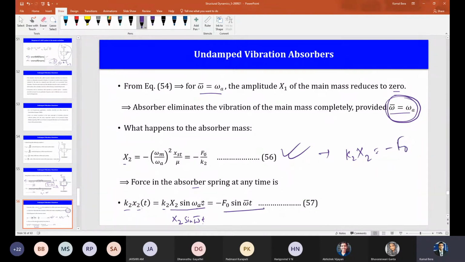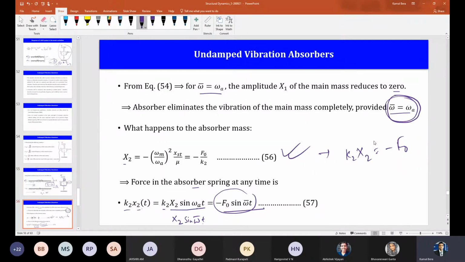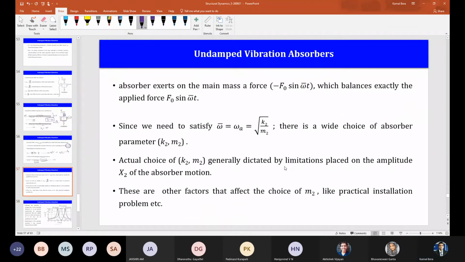So you can see the force in the absorber spring is nothing but minus f naught sine omega bar t. The force acting on the main mass is f naught sine omega bar t, so this spring force is just opposing it. That is quite obvious also. So that is proved actually. That is what is written here: the absorber exerts on the main mass a force of minus f naught sine omega bar t, which balances exactly the applied force of f naught sine omega bar t.